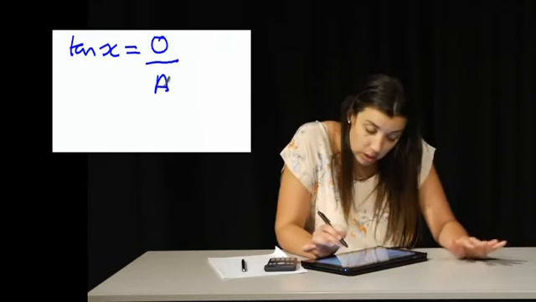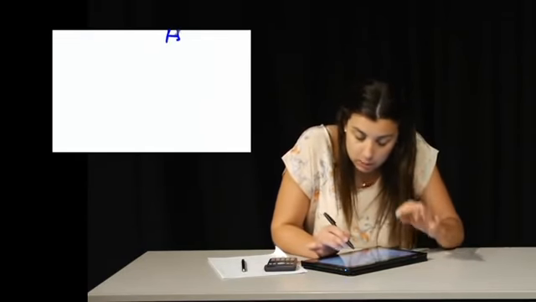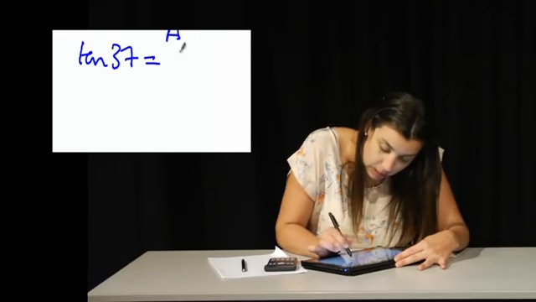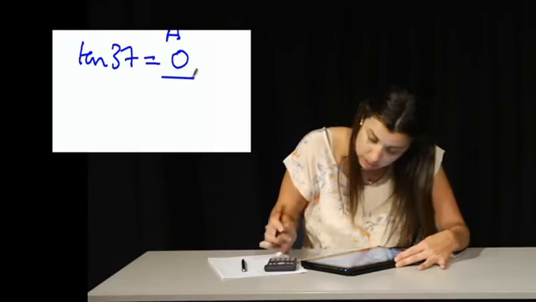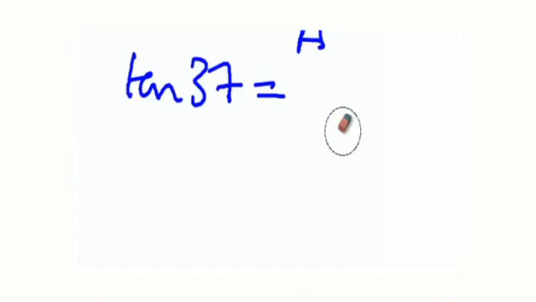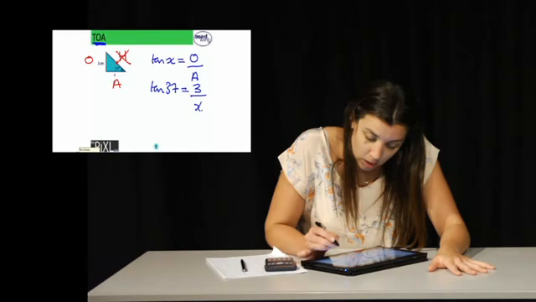We're then ready to substitute in the values. Tan X. Tan is going to be associated with the angle. So tan 37 equals opposite. Oh, I know what the opposite is, so I need to put that in. So the opposite is 3. So write in 3 divided by adjacent, which is X.